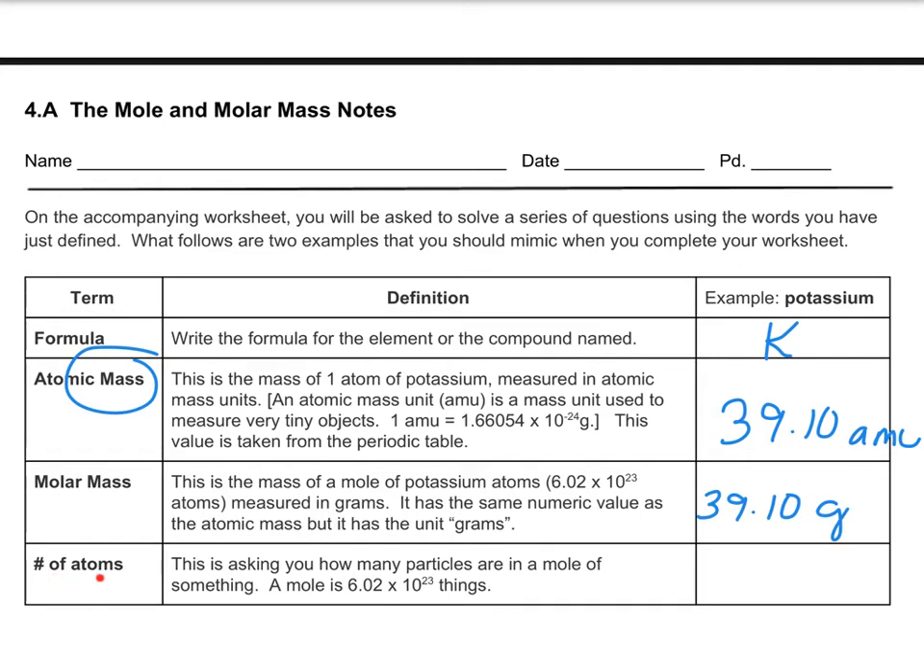Lastly, I'll ask you for the number of atoms. This is asking you how many particles are in a mole of something. A mole is 6.02 times 10 to the 23rd things, and because these are atoms, we say we have 6.02 times 10 to the 23rd atoms.